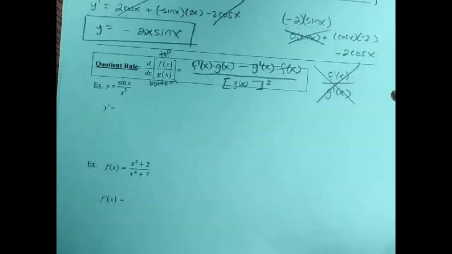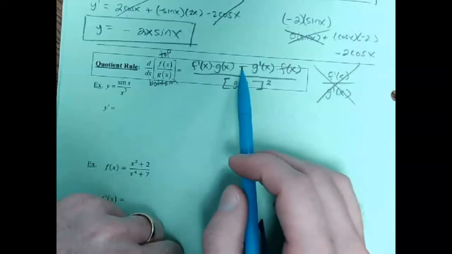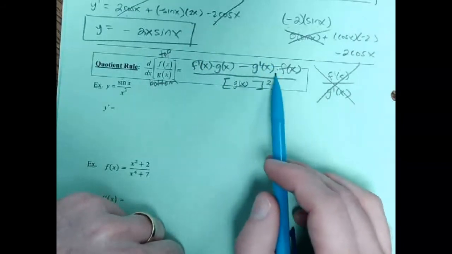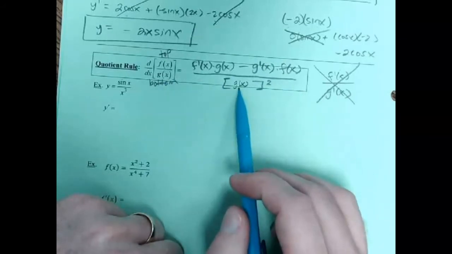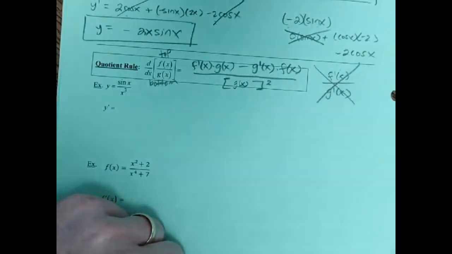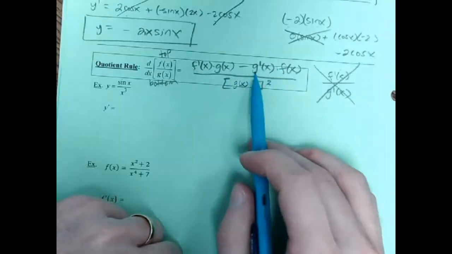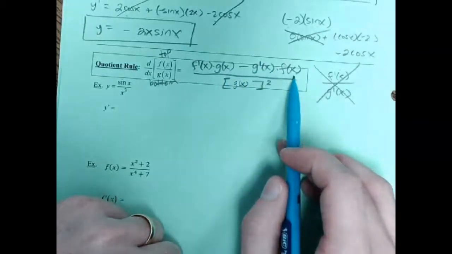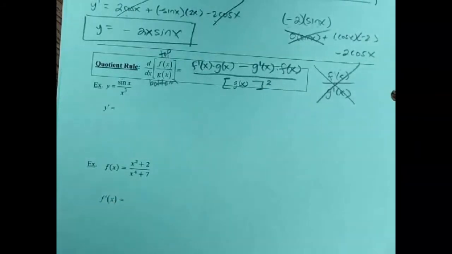Let's go through it again. The derivative of the top times the bottom minus the derivative of the bottom times the top over the bottom, so whatever's on the bottom, over the bottom squared. One more time, just for funsies. Derivative of the top times the bottom minus the derivative of the bottom times the top over the bottom squared. Don't remember it with F's and G's because it won't always be F's and G's. Remember it in terms of top and bottom. You'll be a little bit safer.